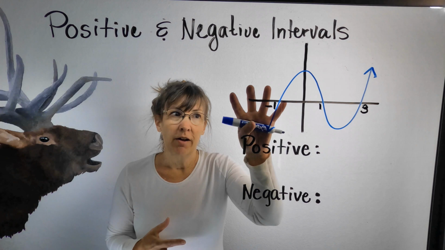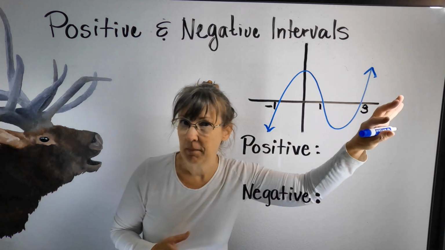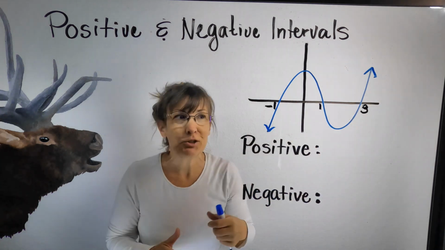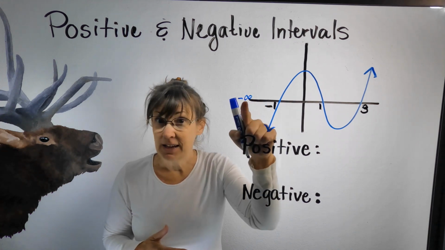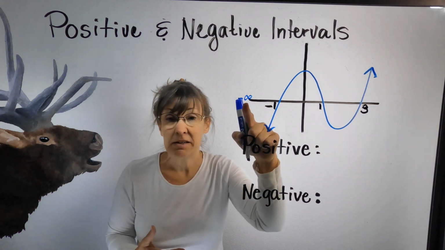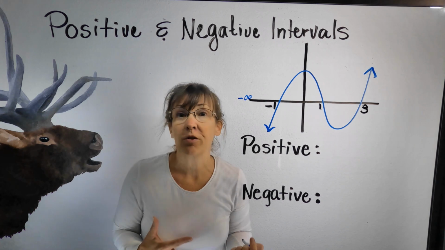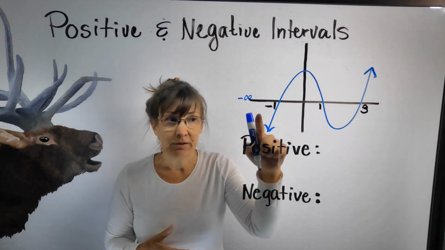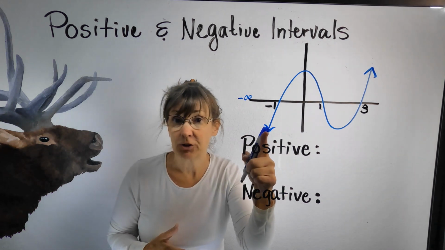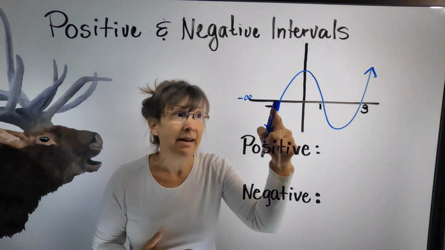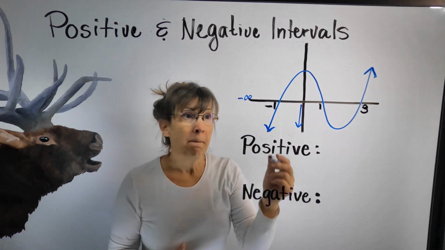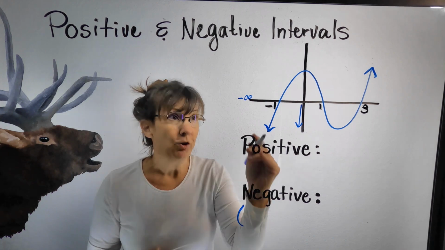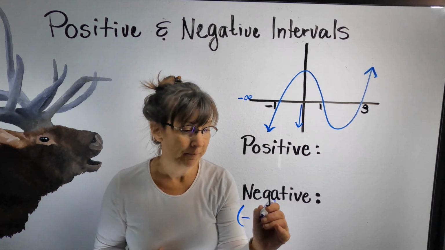I like to start on the negative side of the graph and work my way across. That's just how I like to do it. So I'm going to take a look here on the x-axis at negative infinity, and I'm asking myself, what are the y values doing over there? Well, over here at negative infinity, the y values are actually negative. They're negative values, all of this below the x-axis, right? So I have a negative interval from negative infinity.